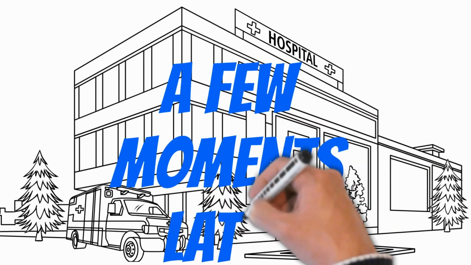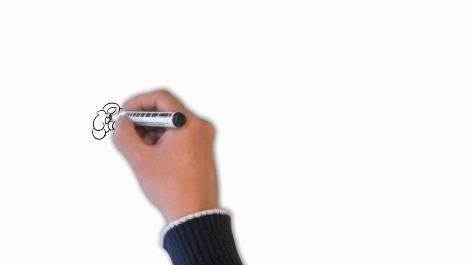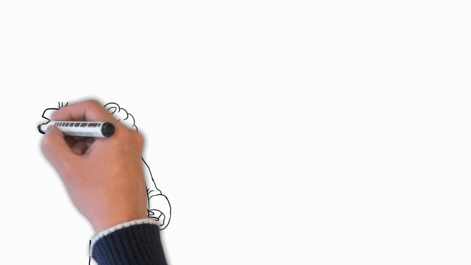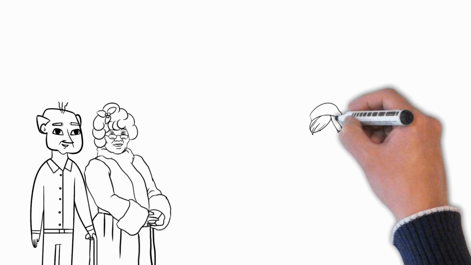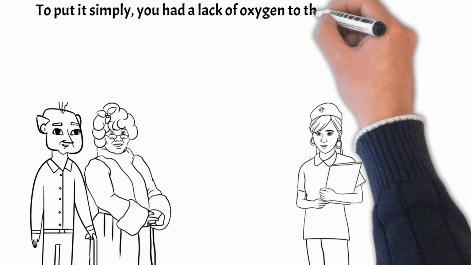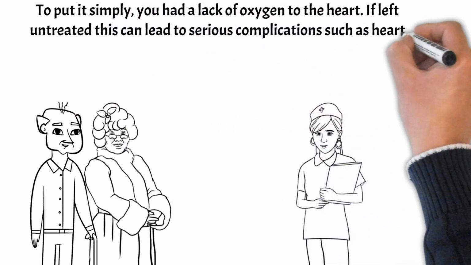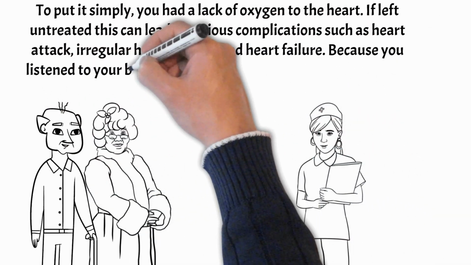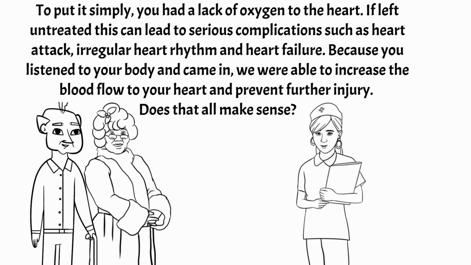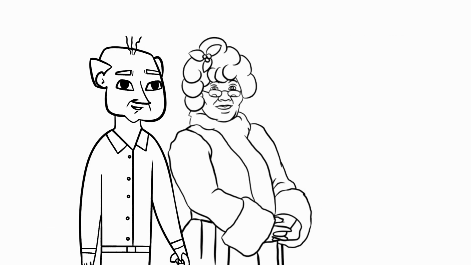Now, let's check in with Nurse Sally, who will be educating Mrs. M for discharge. Hello, Mrs. M. Before we discharge you, I wanted to make sure you had a full understanding of everything that happened and how to take care of yourself. To put it simply, you had a lack of oxygen to the heart. If left untreated, this can lead to serious complications such as heart attack, irregular heart rhythm, and heart failure. Because you listened to your body and came in, we were able to increase the blood flow to your heart and prevent further injury. Does that all make sense?